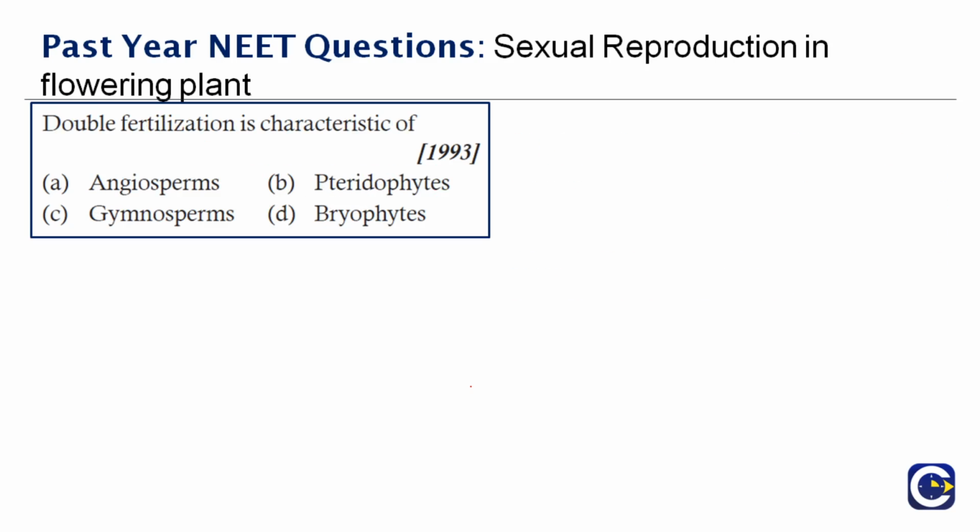Next question. Double fertilization is a characteristic of ____, and this question was asked in the year 1993. I think all of you by now would have guessed the answer, because we already saw two questions about it. Yes, double fertilization is a characteristic of angiosperms, in which one male gamete fuses with the egg and the other male gamete fuses with two polar nuclei to form an endosperm.